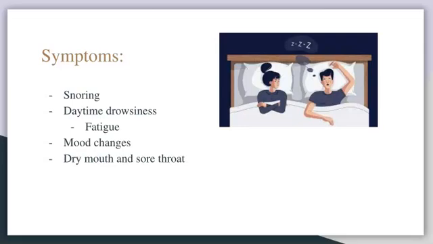Some of the symptoms are snoring, which is the most common one. Another symptom is excessive daytime drowsiness, or feeling very sleepy and fatigued, low on energy, unmotivated, and feeling unrefreshed despite getting the recommended 7 to 9 hours of sleep.